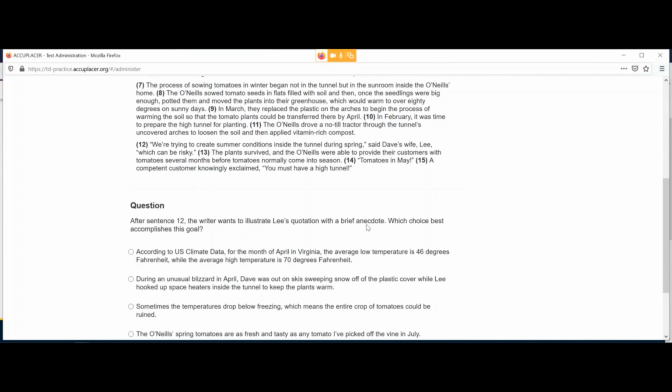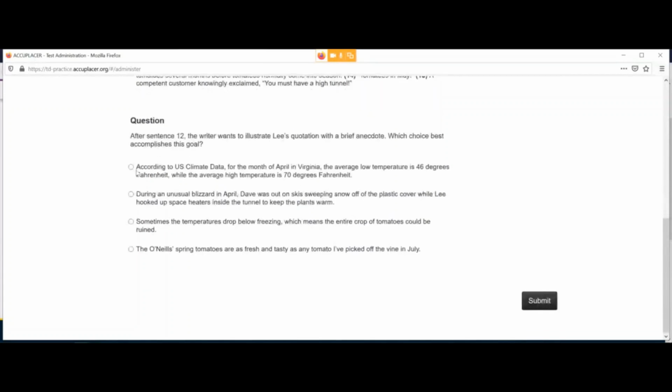This is anecdote. What is an anecdote? An anecdote is a story, typically a story provided to prove a point or to make an example. So since that's what we're looking for here, let's take a look and see which one of these choices reads most like a story. Well, if we look at this first choice here, according to US climate data, that's going to be out right away.